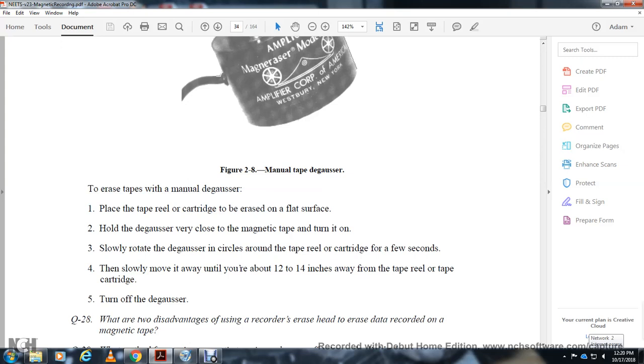Erase the tape with the magnetic degausser plate, with the tape reel or cartridge to be erased on a flat surface. Hold the degausser very close to the magnetic tape and turn it on. Slowly move the degausser in a circle over the tape reel or cartridge for a few seconds.